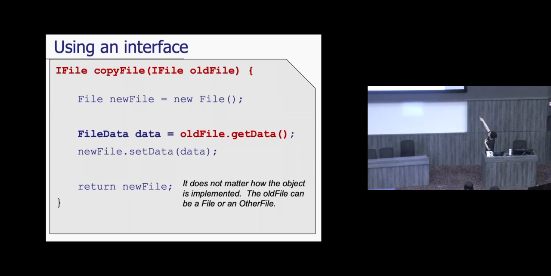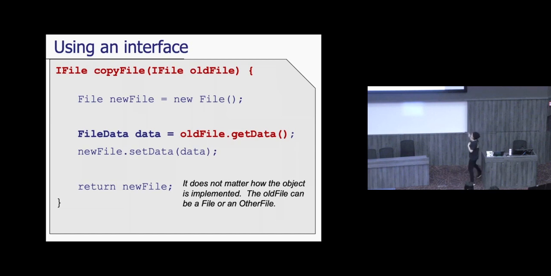So how does this work? Let's say, for example, we have oldFile given in as input, right? We are now promised that we can call the function getData if we need to. Does that make sense? Right? Because the promise is that it has implemented the IFile interface, getData is definitely well defined. We can definitely do this.